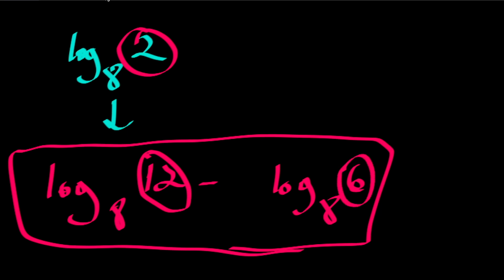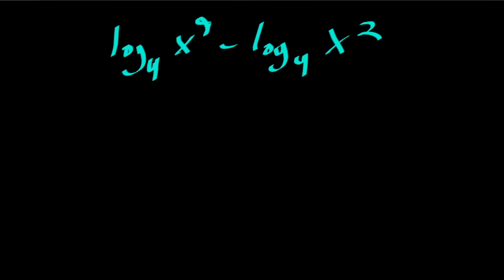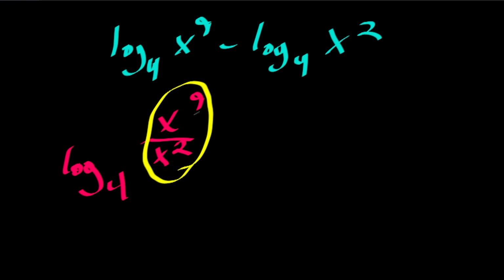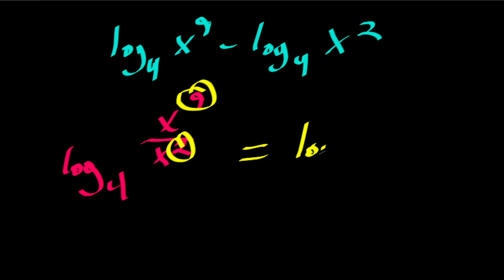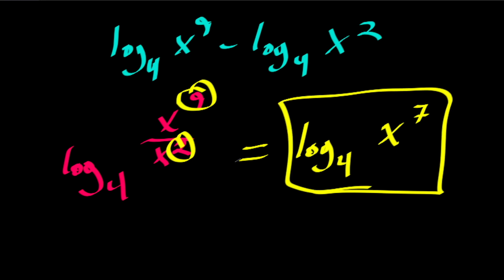Now, you can also have variables in these problems. So like, let's see if we could do one more. Log base 4 of x to the 9th minus log base 4 of x to the 2nd. Let's see if you could do that one real fast. All right, so once again, we're condensing. We're going to condense this into one single log base 4. But now we're going to divide x to the 9th by x squared. Hopefully you remember, when we are dividing and we have exponents, we subtract our 9 and 2, which are our exponents. So this would give us log base 4 of x to the 7th. And that would be our answer when we condense.